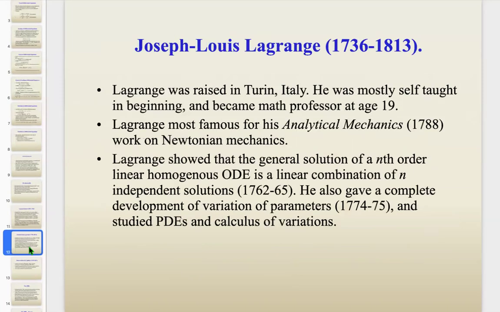Another famous name was Lagrange. He was raised in Turin, but he was mostly self-taught, and he was just a young genius. He's famous for all sorts of things. This is just a tiny bit of what he's known for.